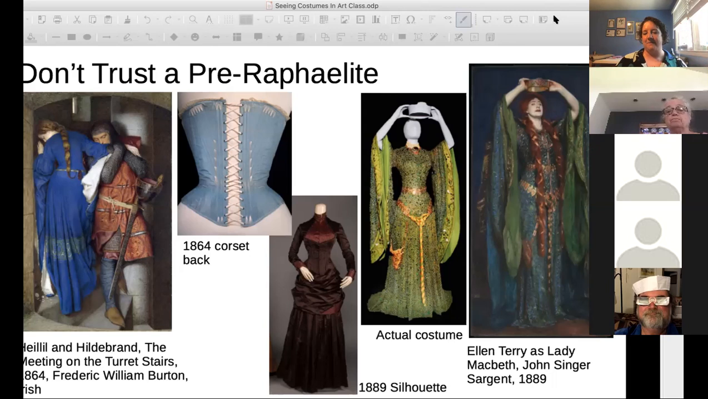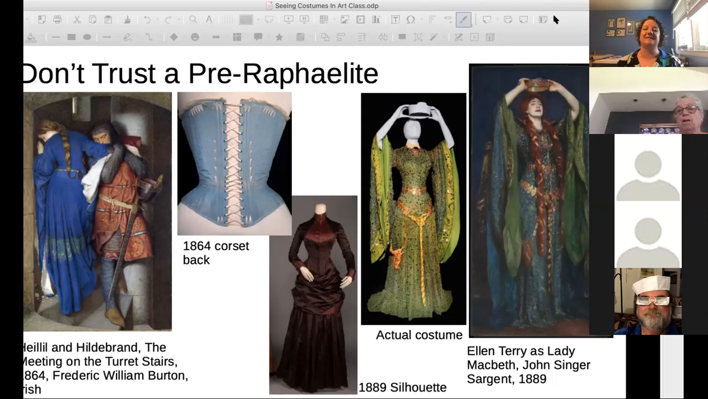Ellen Terry as Lady Macbeth is the other one I showed here, just because people are like, oh, Lady Macbeth, medieval, okay, great. This one is really fun because the costume this portrait was painted from still exists. It was a theater costume from about 1889. You can see both the portrait of Ellen Terry as Lady Macbeth and a picture of the actual costume. I want to say the show went up in like 1886, 1887.